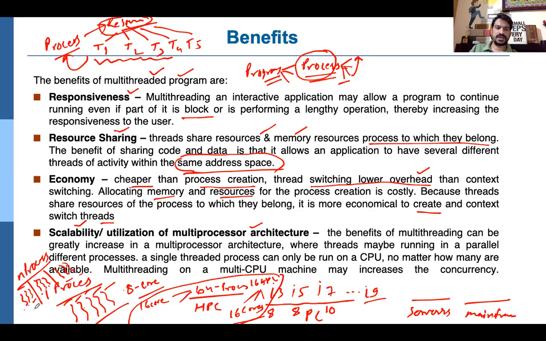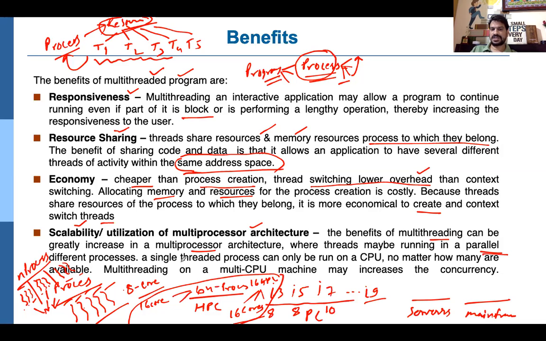Most of the processes could run concurrently. So there is parallelism and there is concurrency. Concurrency means multiple processes can run at the same time, and parallelism means multiple threads belonging to the same process can run at the same time. So the benefit of multi-threading can be greatly increased in multiprocessor architecture. Multi-threading and multiprocessing complement each other, where threads may be running in parallel, so parallelism will be achieved.